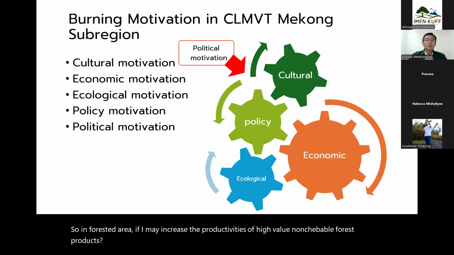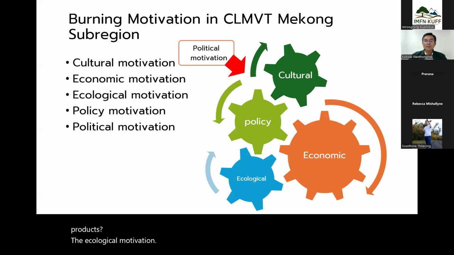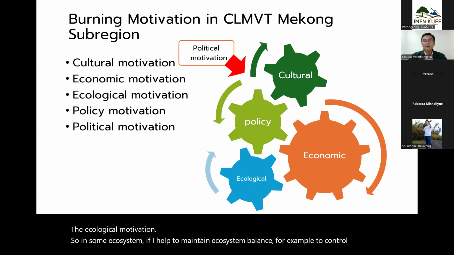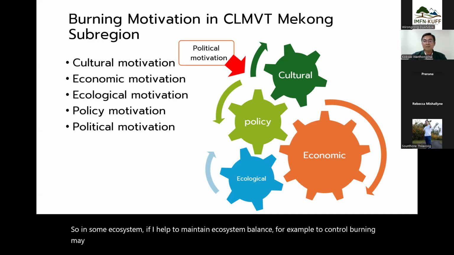The ecological motivation. In some ecosystems, fire helps to maintain the ecosystem balance. For example, controlled burning may reduce invasive species, recycle nutrients, or maintain open habitat for some wildlife.